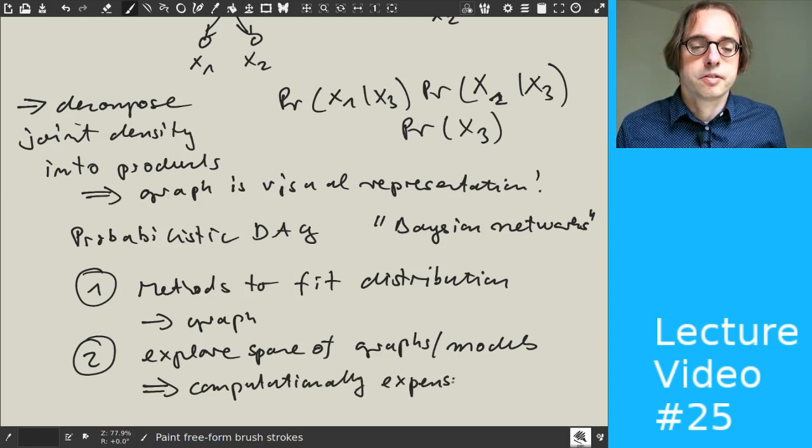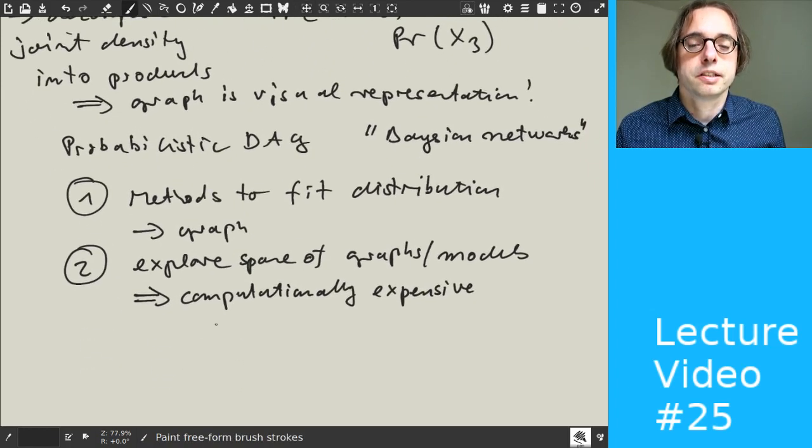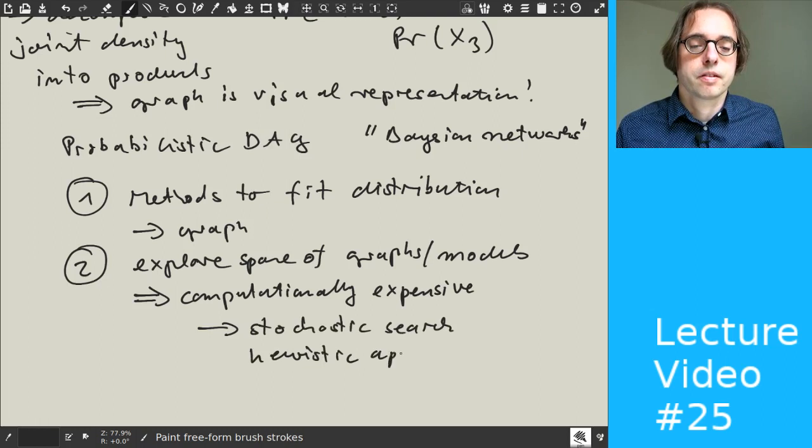So typically, there's no easy way around this, so you need either some stochastic search or some heuristic approach. But it's typically an NP-hard problem, so there's no shortcut. Maybe quantum computing sometimes, maybe, I don't know.